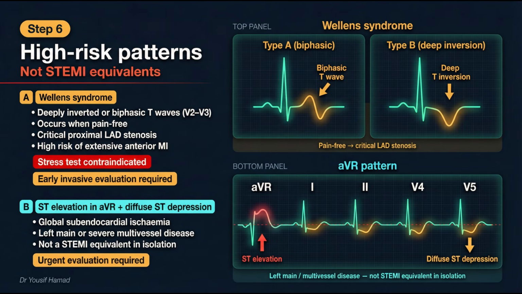Another important pattern is ST elevation in lead aVR with diffuse ST depression. This suggests global subendocardial ischemia, often due to left main or severe multivessel disease. It is a high-risk finding requiring urgent evaluation, but it is not classified as a STEMI equivalent in isolation.